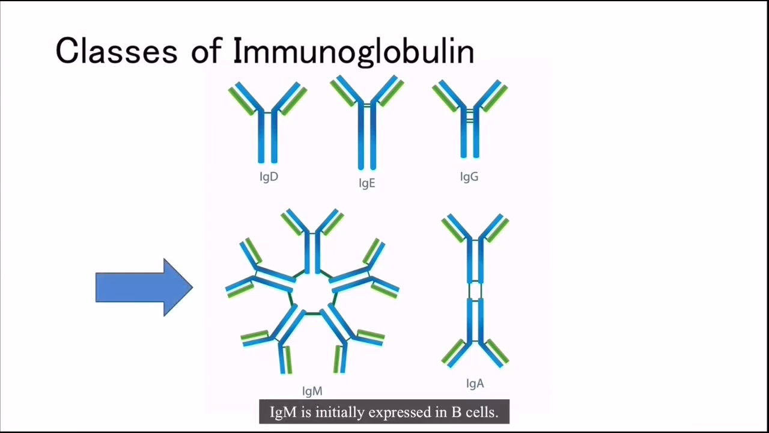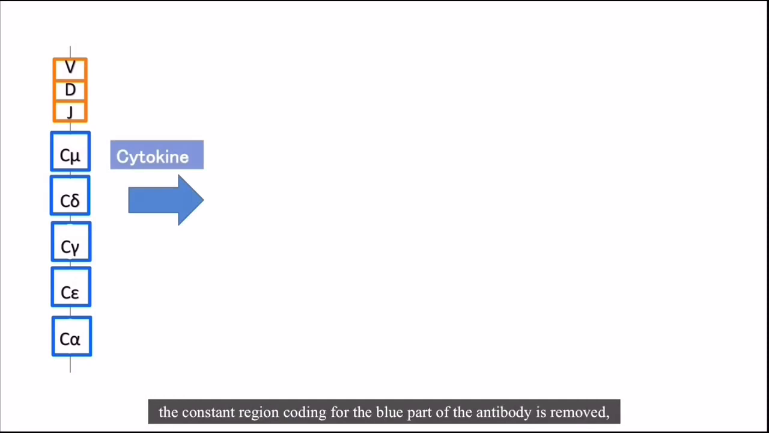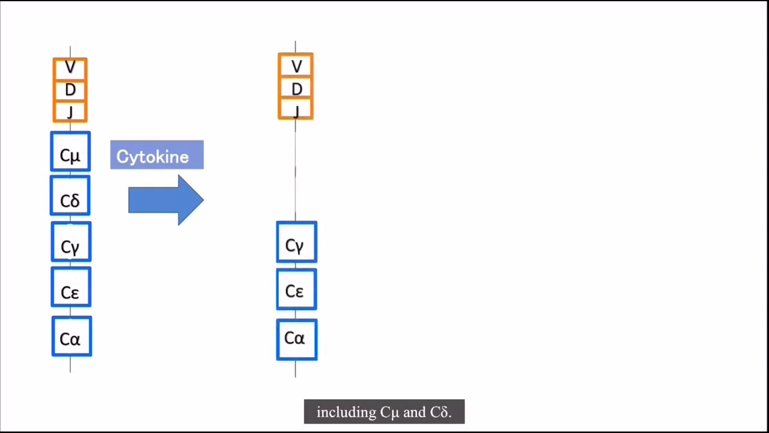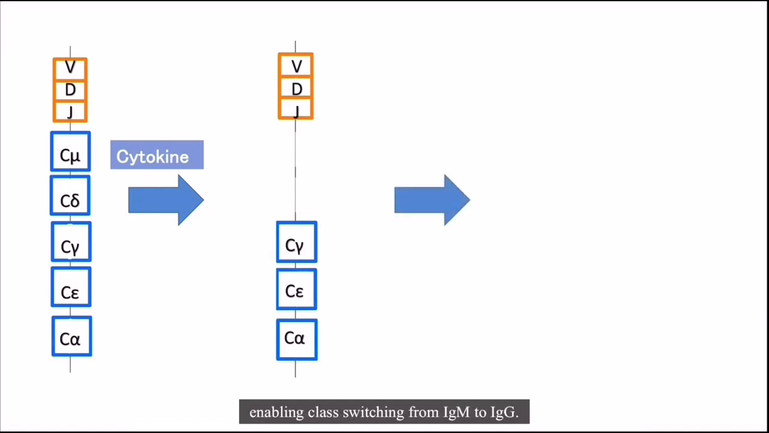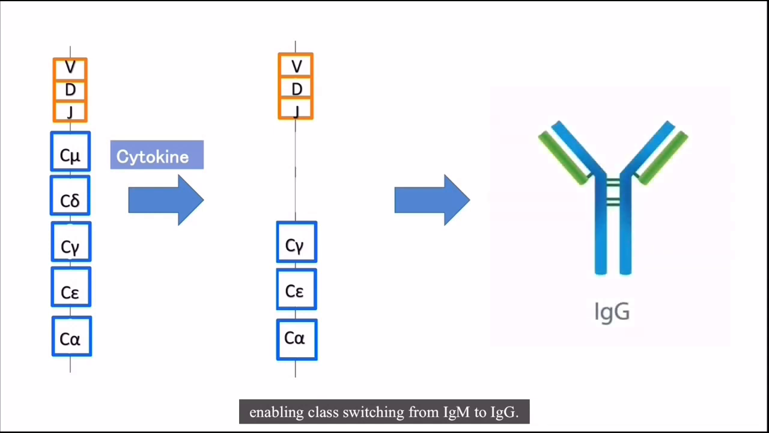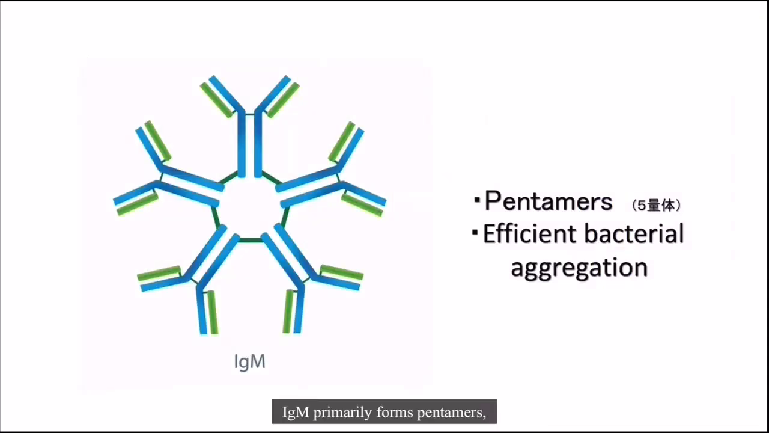IgM is initially expressed in B cells, so how does it differentiate into the 5 classes? The answer lies in the concept of Ig class switching. For example, when activated by cytokines to produce IgG, the constant region coding for the blue part of the antibody is removed, including C-mu and C-delta. This allows C-gamma to come right next to the gene coding for the variable region, enabling class switching from IgM to IgG. IgM primarily forms pentamers, aiding in efficient bacterial aggregation.